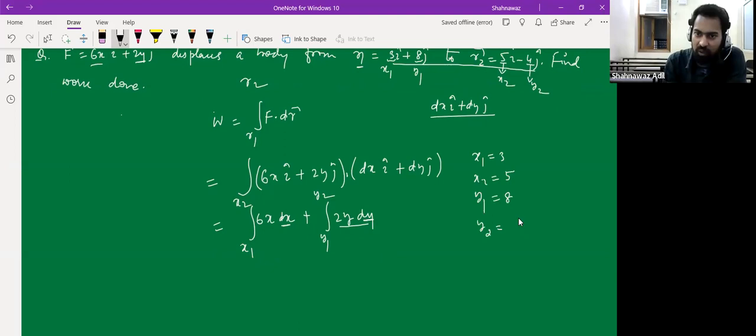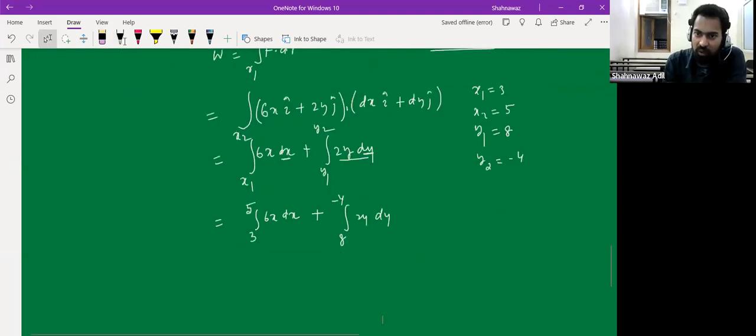Minus. This will be from 5, and the lower limit is 3, right? So this is C, 6x dx and 2y dy. So this is the final integral that we have to calculate. So this will become 6 goes out.